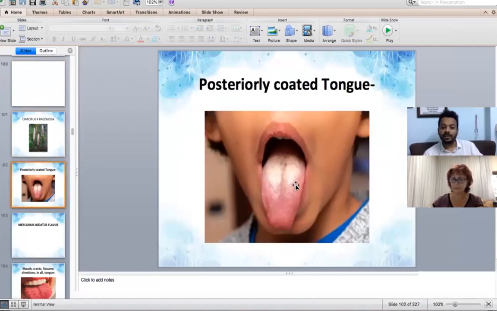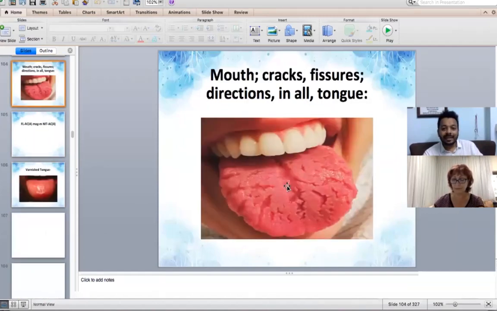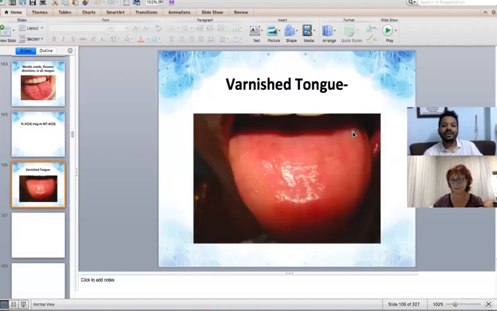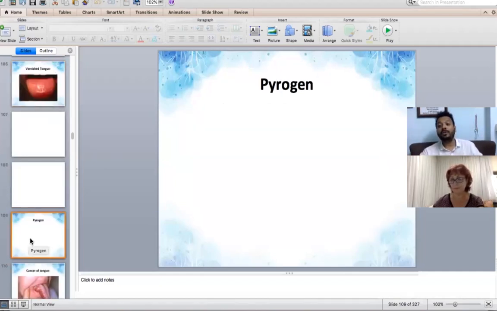Posteriorly coated tongue. You see, the tongue is not anteriorly coated, it is posteriorly coated. The remedy is Mercurius iodatus flavus. Cracked tongue in all directions. So these are generally acids: Fluoric acid, Nitric acid, Magnesium muriaticum. Varnished tongue, almost like it is varnished, as if it is painted. Can you see this? Very important indication of Pyrogen.